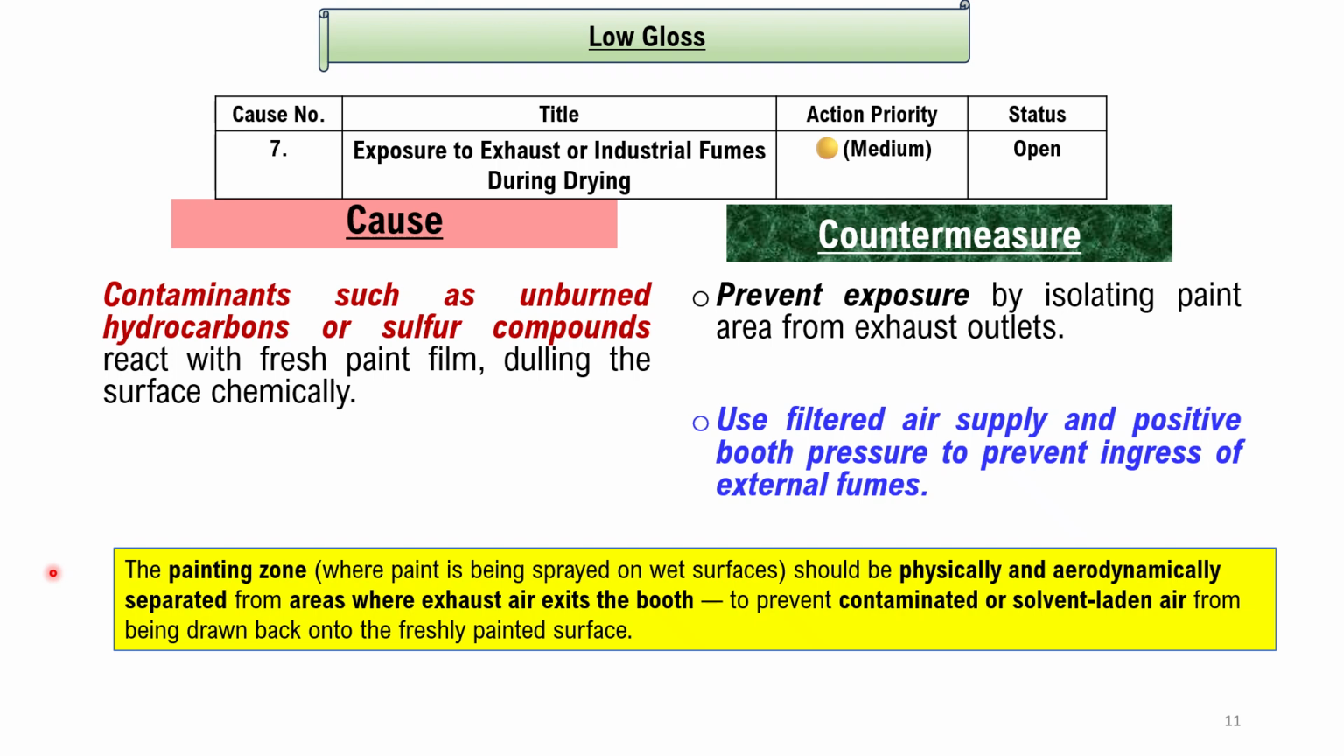The painting zones where paint is being sprayed or wet on wet surface should be physically and aerodynamically separated from areas where exhaust air exists, to prevent contaminated or solvent-laden air from being drawn back onto the freshly painted surface.